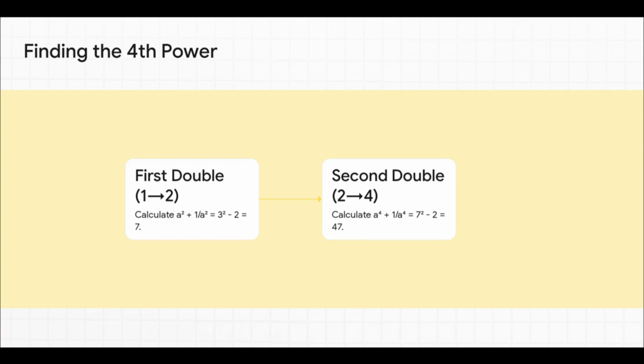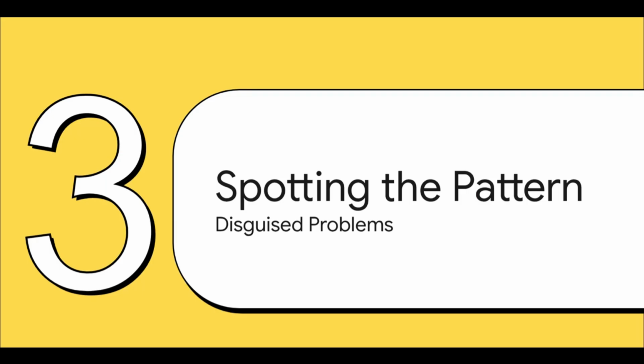So let's go all the way back to that first problem we saw. We want the fourth power. All we have to do is use the doubling rule twice. Okay, first, we take our starting value, 3. 3 squared is 9, minus 2 is 7. That's the value for the second power. Now we just do it again. Take that 7. 7 squared is 49, minus 2 is 47. And that's it. That's our answer. Simple as that.